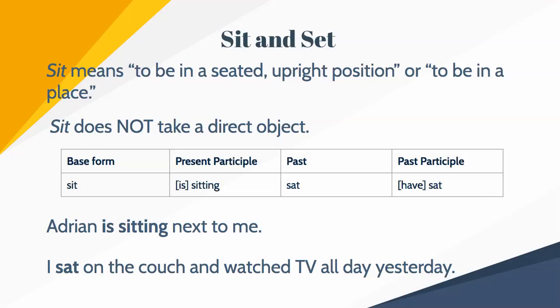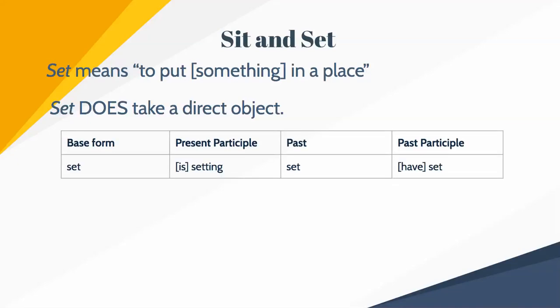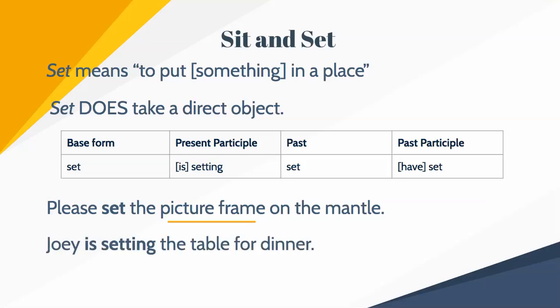Again, no direct object. For set, just like with lay, you need a direct object because you're taking something and you're putting it somewhere. In fact, lay and set are kind of synonyms. So here are your principal parts. Set, setting, set, and have set. Please set the picture frame on the mantle. Picture frame is my direct object. Joey is setting the table for dinner. Table is the direct object.